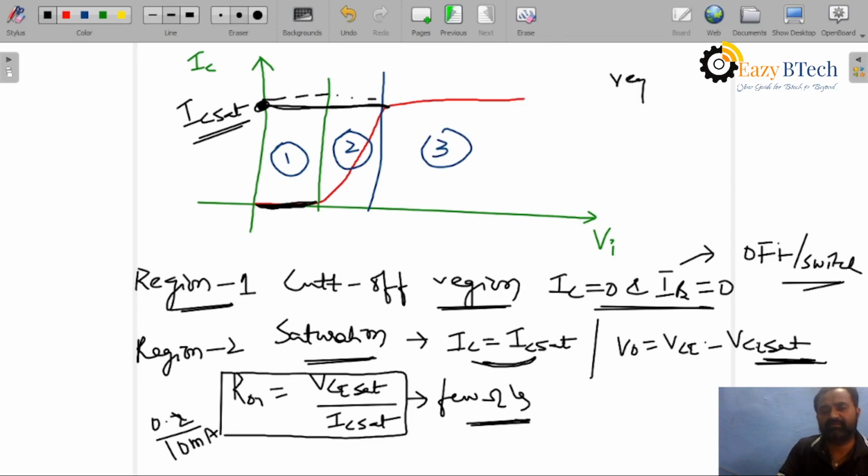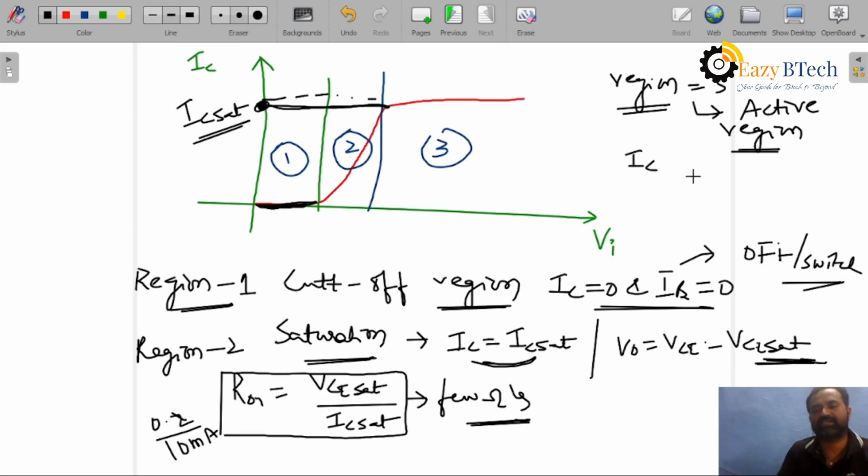And region 3 is the active region. In this region you can see IC increases, as you can clearly study from the graph. This is Vin. It means the current IC increases with Vin. That you will see here, in region 3.